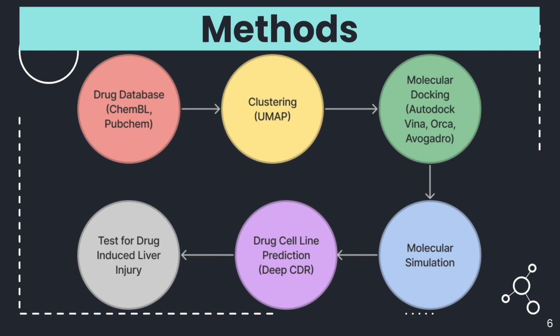Our next steps in the methods include to use molecular simulation tools like GROMACS to better examine drug-protein binding, using DeepCDR to simulate how inhibitors would function on the HCT116 colorectal cancer cell lines, and after finding the most optimal drug, our last step would be to test for drug-induced liver injury potential.